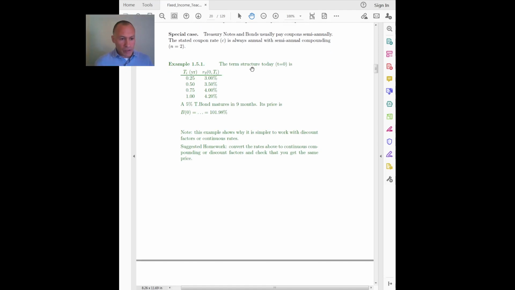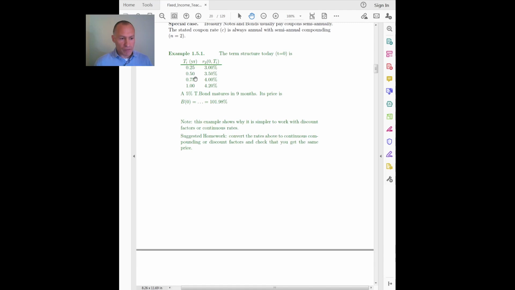So example. Let's say that we have these interest rates today with semi-annual compounding for 3 months, 6 months, 9 months, 1 year. These numbers here. And now I want to price a new bond, a different bond. Let's say it's a 5% treasury bond. This 5% again is the coupon rate. It's always stated as an annual figure. But since this is a treasury bond, as I just said, we always assume semi-annual payments. So I will get 5% divided by 2 every 6 months. And the maturity is 9 months from now. And I want to find the price.